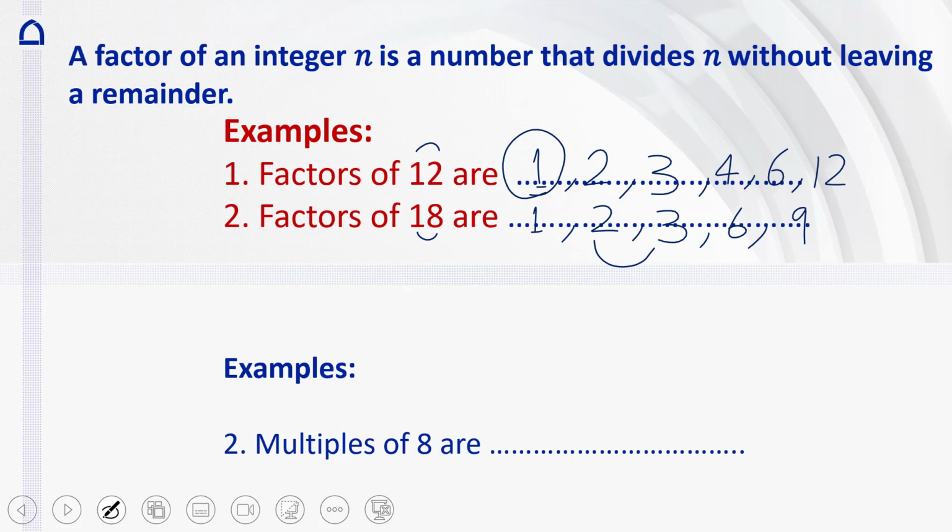10 is not, 11 is not. So it can be divided by itself finally. So all of these are factors.